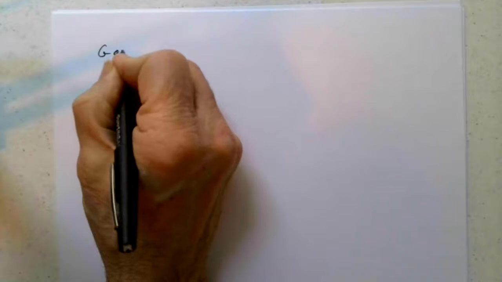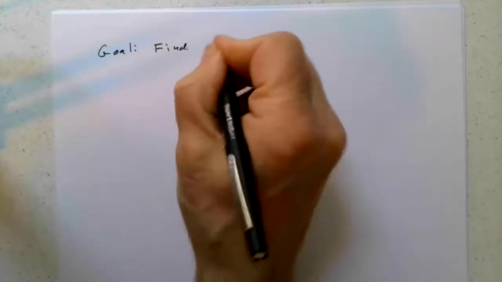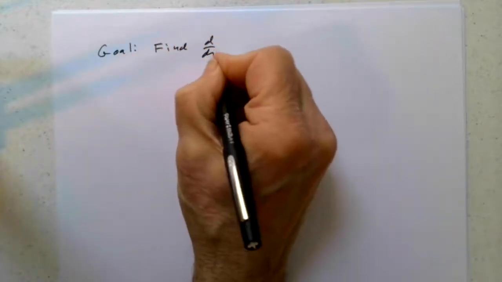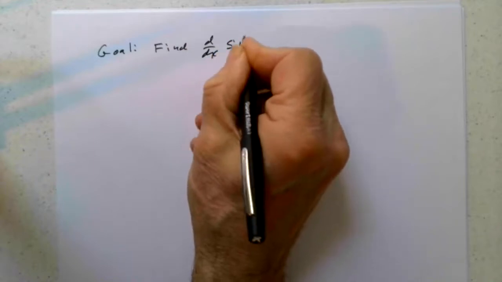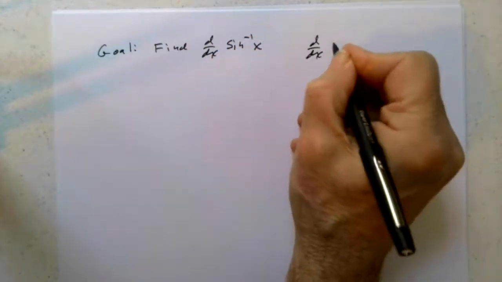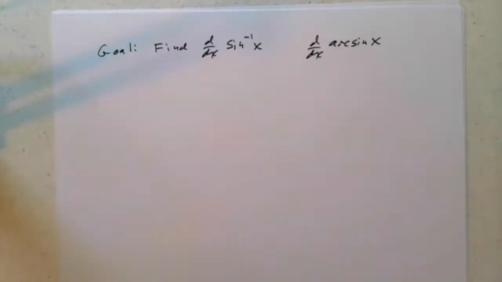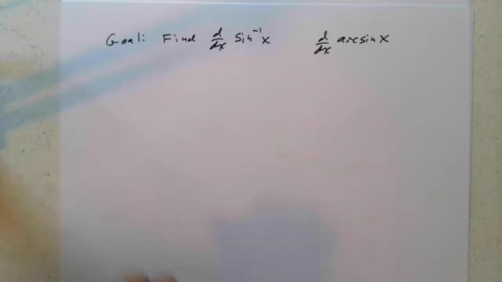So this lesson is on finding derivatives of inverse trig functions. Our goal for the first problem is going to be to find the derivative with respect to x of the inverse sine of x, or equivalently, the derivative with respect to x of the arc sine of x, depending on the notation that you use. And we're going to use an implicit derivative to do that.